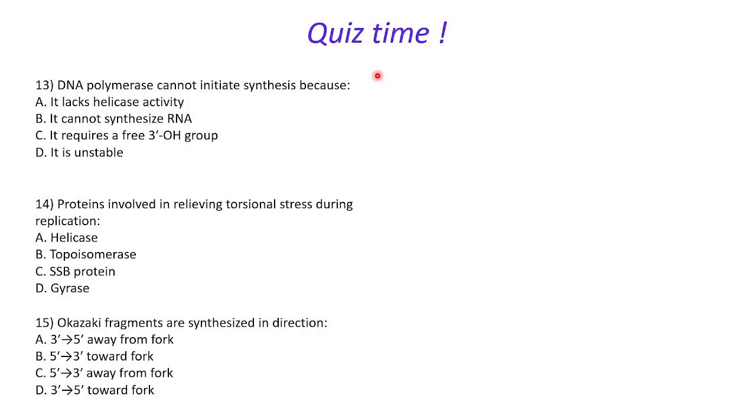Nothing happens in the 3' to 5' direction in DNA replication, because DNA polymerase cannot do it, right? So either it has to be 5' to 3' towards the fork, which is the case for a leading strand, and 5' to 3' away from the fork, that is the case for a lagging strand or the Okazaki fragments. So option C.